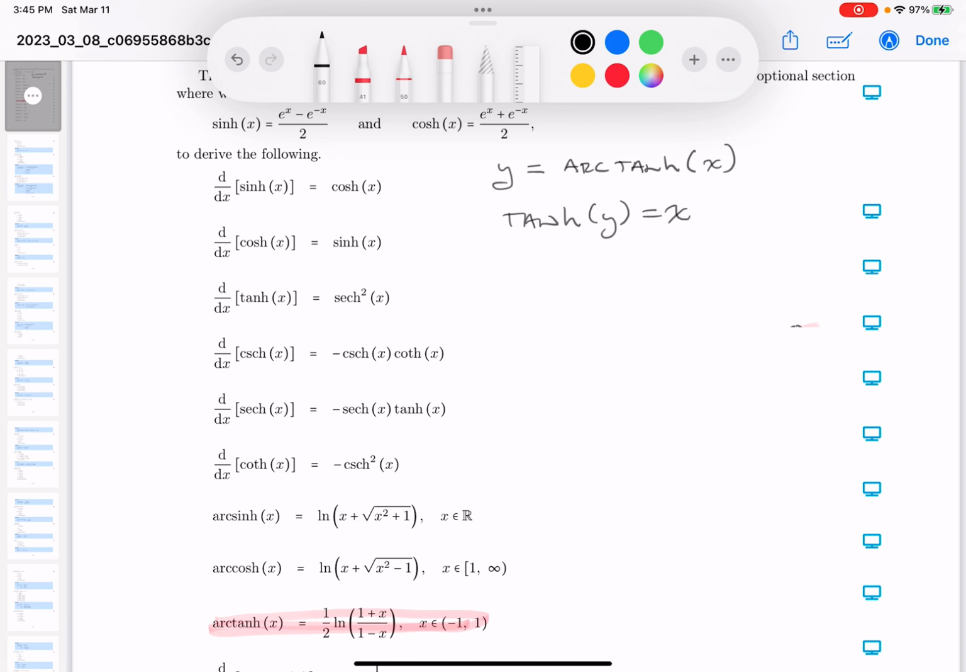And then I'm going to rewrite the hyperbolic tangent of y, and that's a ratio of sine over cos, the hyperbolic sine over hyperbolic cosine. So it's going to be e to the y minus e to the minus y, and then you get e to the y plus e to the minus y, equals x.